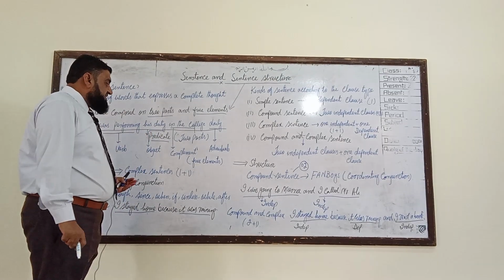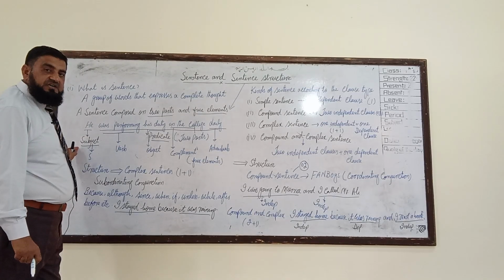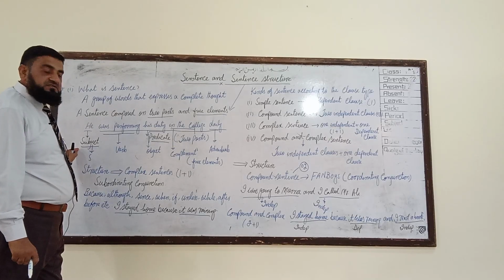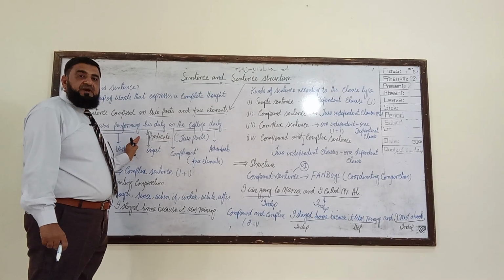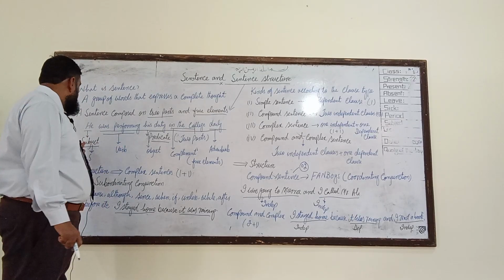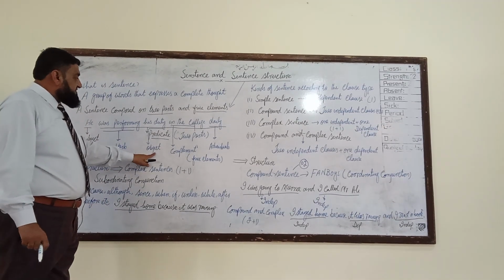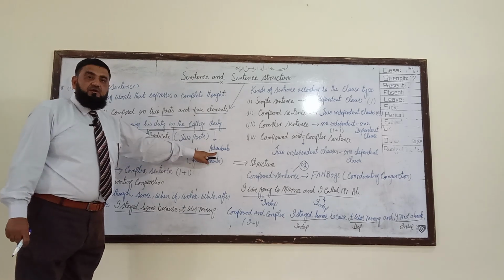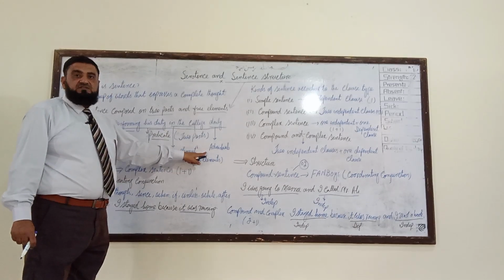What are the elements of a sentence? One element of the sentence is in the subject part. The rest, 4 elements, are in the predicate portion. So: subject, verb, object, complement, adverbials. These are the 5 elements of a sentence.